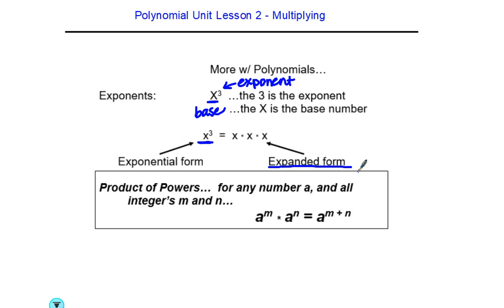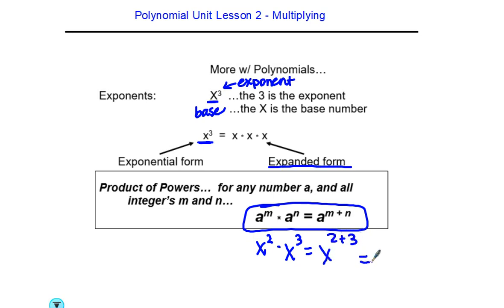All right, product of powers. Remember, product means multiplication. So the product of powers for any number a and all integers m and n. This is the official rule you'll want to write down. This is the multiplying rule. Anything that has the same base, for example, if we had x to the second power times x to the third power, it equals x to the m plus n, meaning we add our exponents here. And in a moment, I will show you why we add the exponents when we are multiplying our bases.